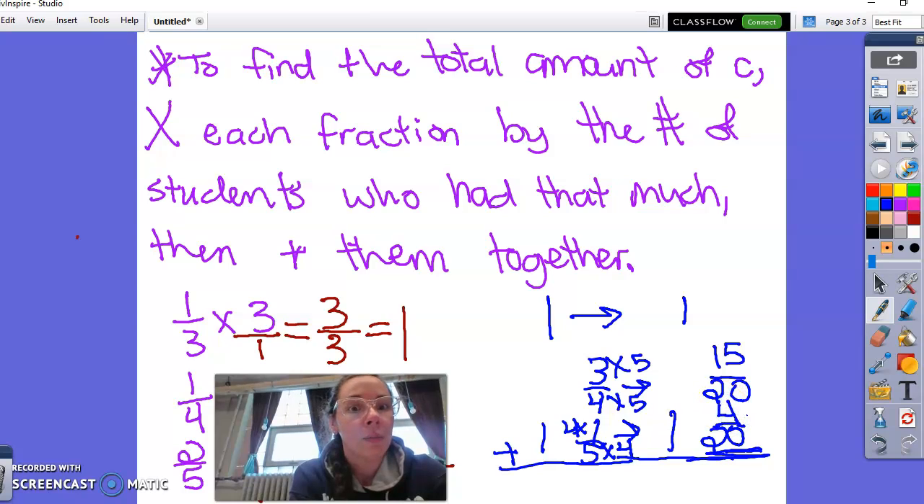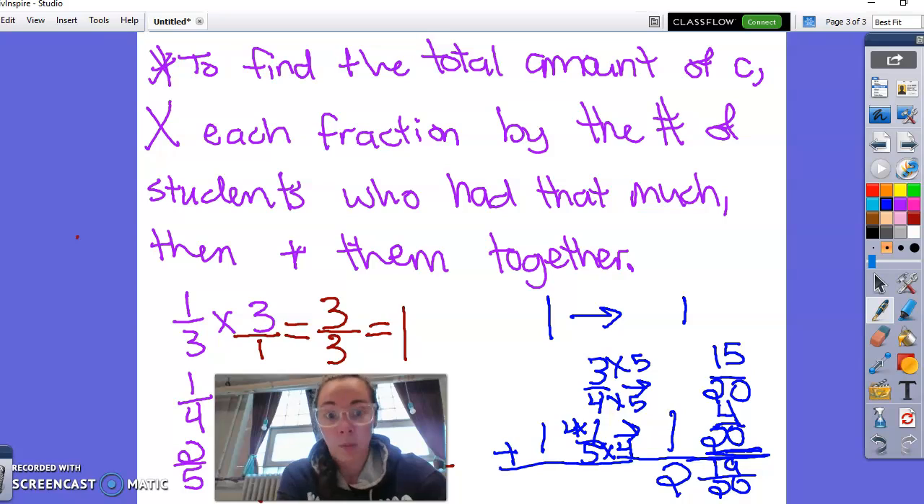Now I can add. 15 plus 4 is 19. Remember, we always add fractions first. And then we have 2 wholes. Check for simplest form. Can anything go into 19 and 20 at the same time? Not that I can think of. So that would mean that this is how many cups of water you guys drank at our party, if we had a party.